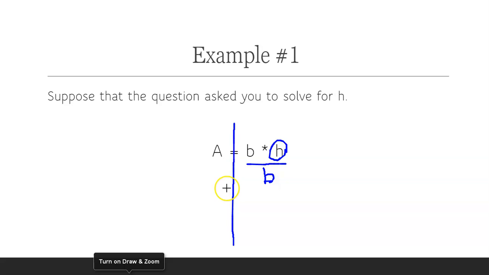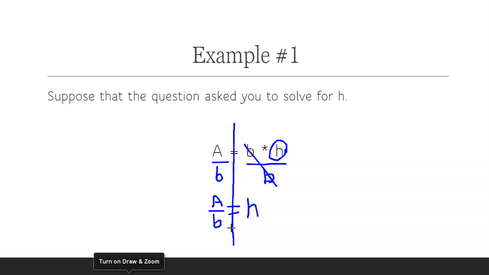But the same rules apply. You've got to do the same thing on both sides. What you do to one side, you do to the other. So I have to divide this by b. Now over here, on this side, all that's left is an h, because those cancel out. Over here we have an a divided by a b. We can't divide. We have no idea what those numbers are. They're not like terms in any way. So we can't simplify. So the final answer is really just a divided by b equals h. And that's all you have to do.